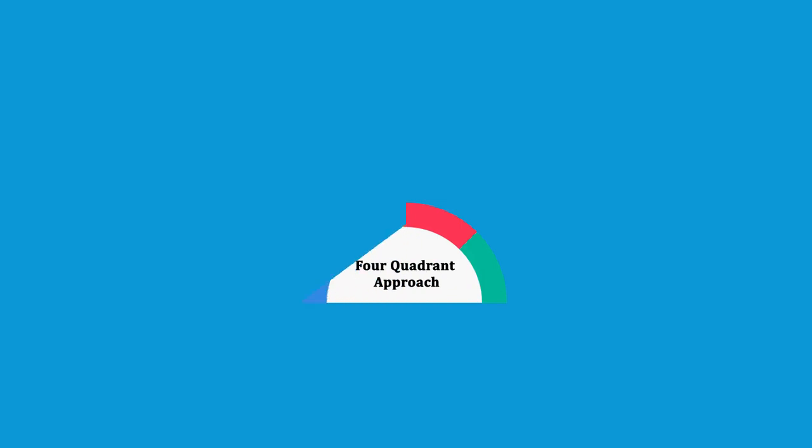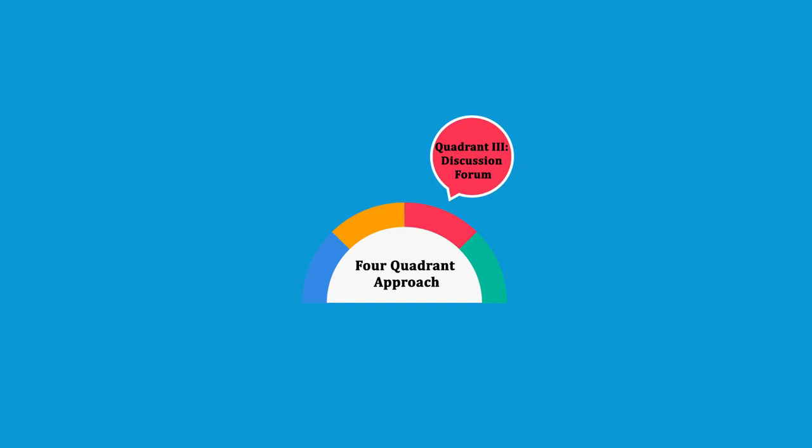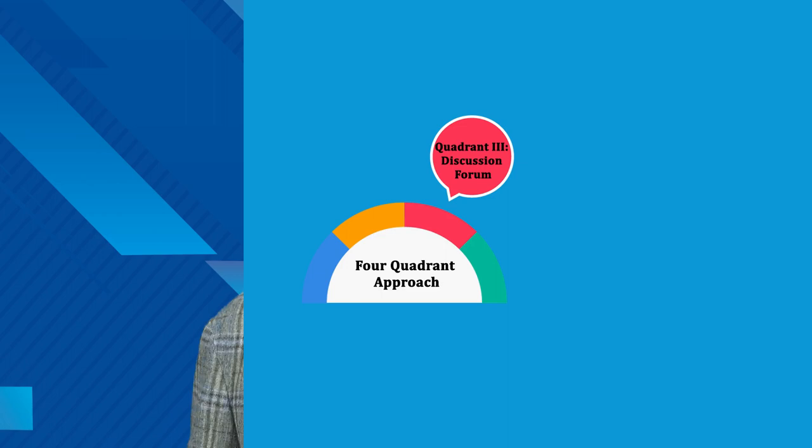This is an online course which will guide you to develop an online course for SWAYAM. We have already discussed in the previous modules the four quadrant approach. The SWAYAM guideline says there are four quadrants. Quadrant 1 is e-tutorial, quadrant 2 is e-content, quadrant 3 is discussion forum, and quadrant 4 is assessment. In this particular module, we are discussing quadrant 3, that is discussion forum. We are talking about the handholding support, and this support is provided through this discussion forum in online course.